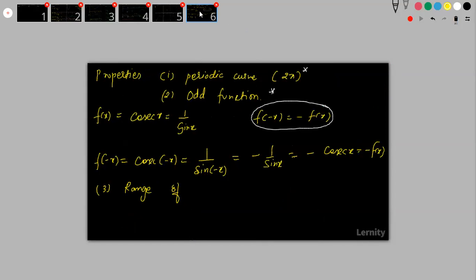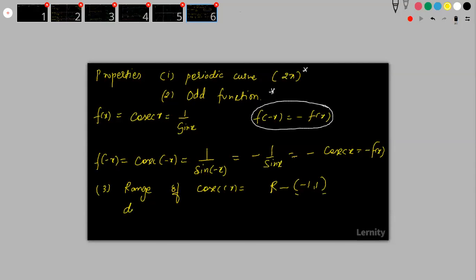Range of cosecant x will be R minus (minus 1 to 1). And it is not R minus [minus 1, 1] with closed brackets, because then minus 1 and 1 would also be removed. But we cannot remove minus 1 and 1, because those values can be taken. Understood? So it will be an open bracket: R minus the open interval minus 1 to 1. Has everybody understood? So this is the range.